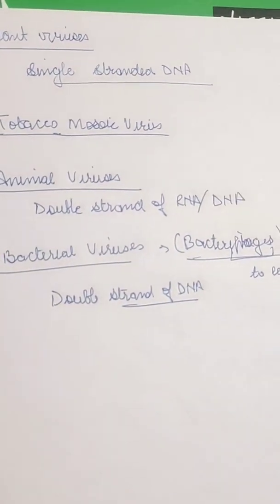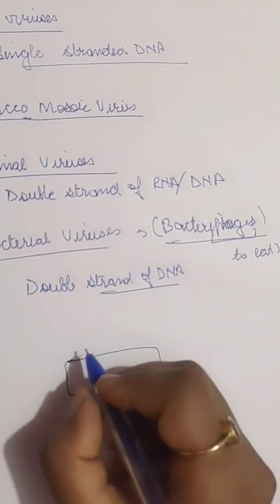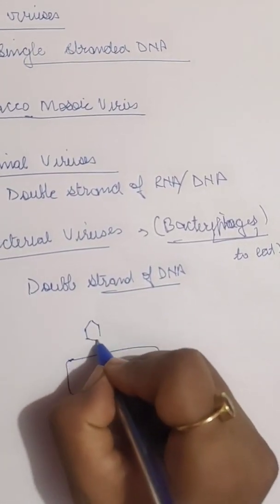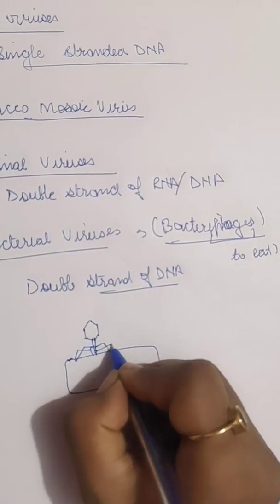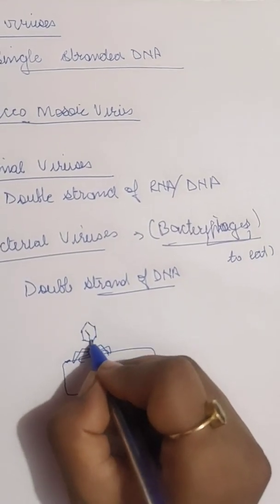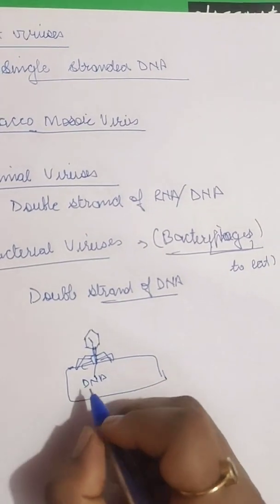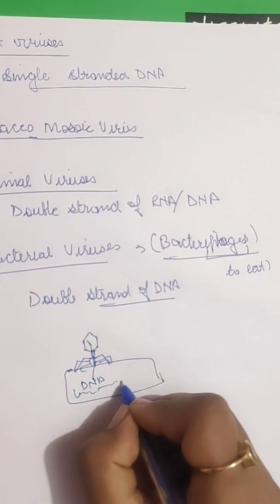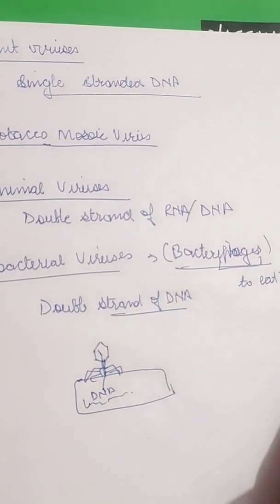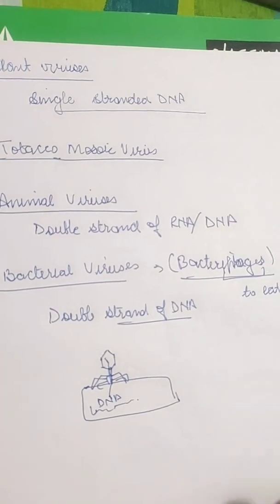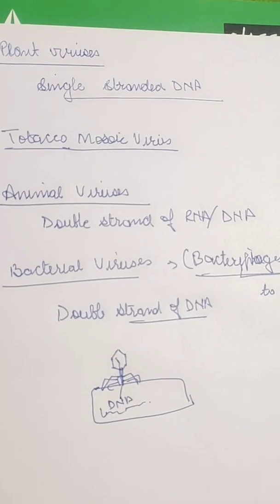So what does the virus do? Like this example, this is a bacterial cell. So these are the viruses which will act upon this bacteria and they will send their DNA, and then this DNA will combine with this, and they will harm the DNA of the bacteria. It will break the DNA of the bacteria and combine with its own DNA, and then it will again mutate and multiply its DNA in this bacteria, and then the bacteria will be finished.